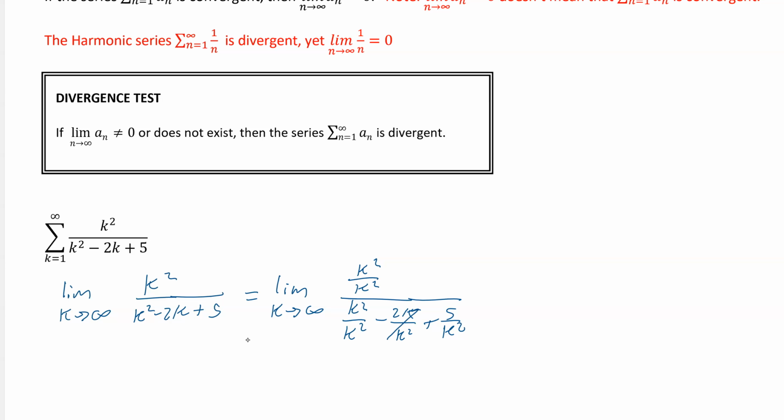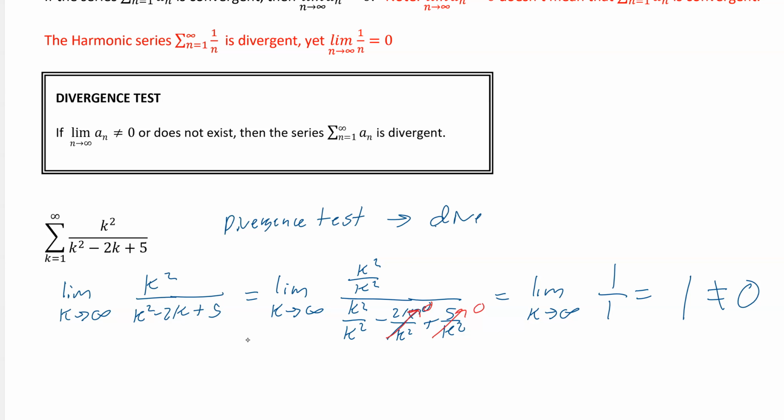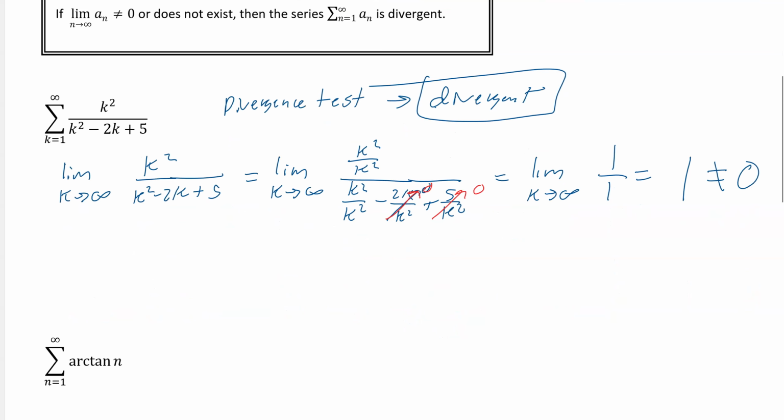And so we know that this goes to 0, and 0. It's our basic rule. So we end up with the limit as k approaches infinity of 1 over 1, which is 1. And this is not 0. So by the divergence test, this is divergent. So all you have to do is show that it does not equal 0 or that it does not exist, and we get it divergent.